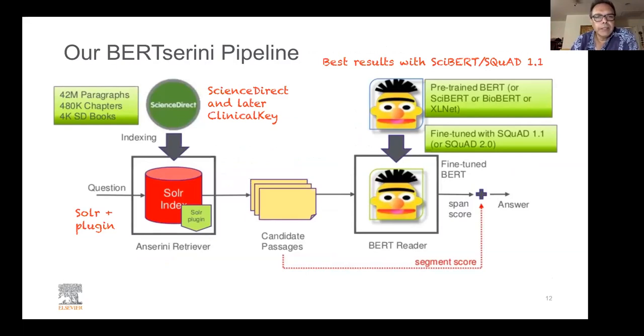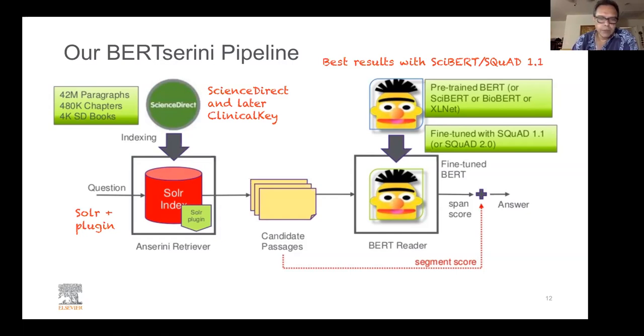So we replaced various parts. The pipeline was mostly the same, but we replaced various parts of it. First off, we replaced Wikipedia with paragraphs from Science Direct. That is one of our data sets. Later on, we replaced it with Clinical Key because we wanted to present it to our health group internally.